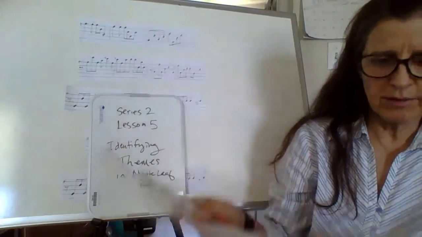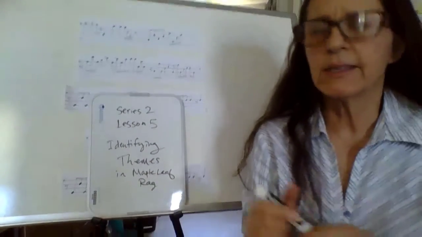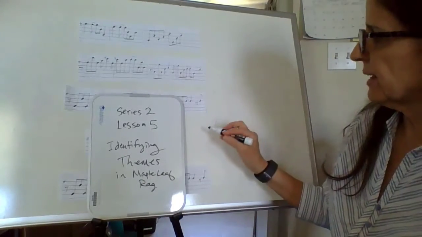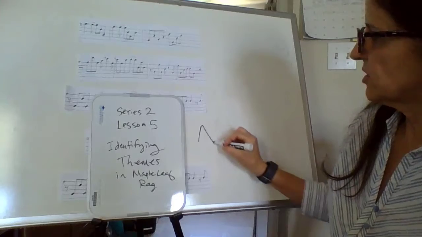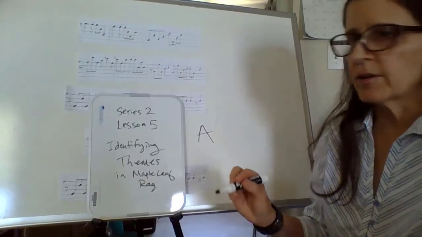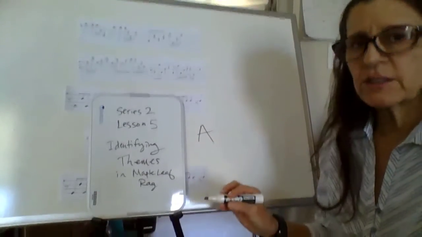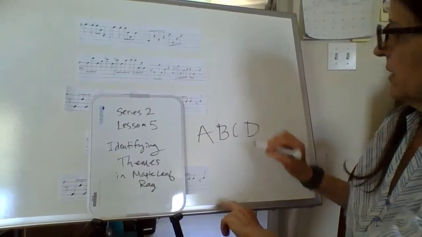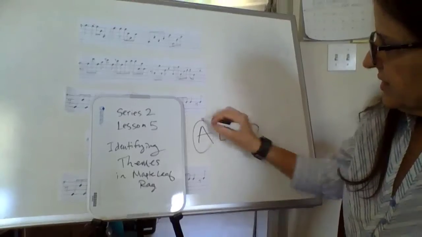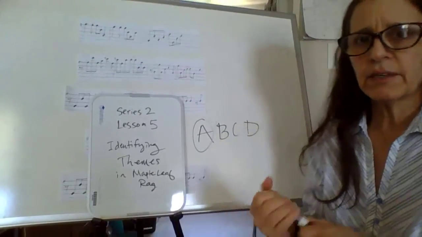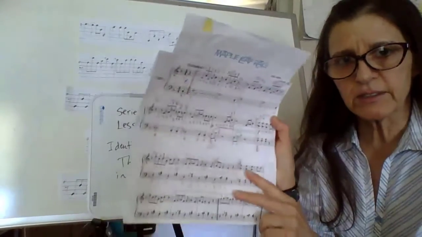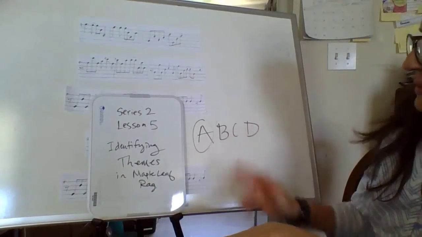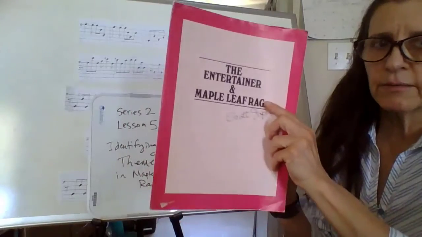So if we were to break down the structure of the piece and assign letters A, B, and so on, we already know that there are four sections in Maple Leaf Rag. So there's A, B, C, and D. And you learned section A, a simplified version of that. That's what this is. Each section or theme is repeated in this version.